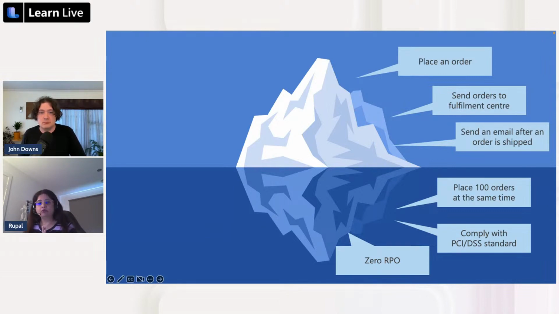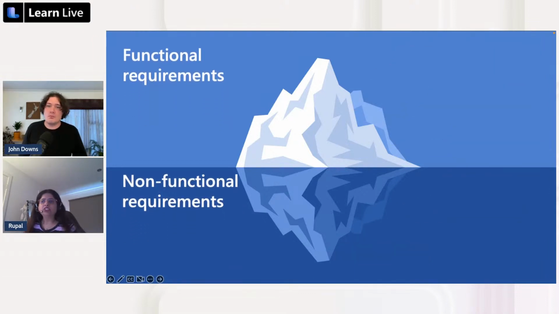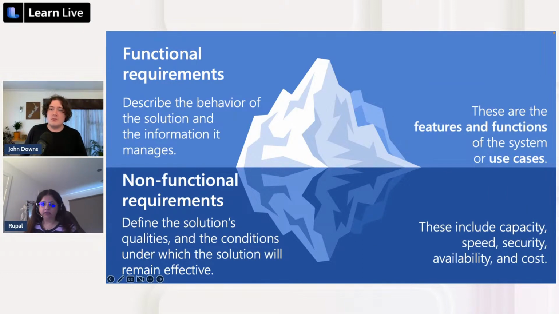So we separate out these different categories of requirements into functional and non-functional requirements. Most people understand functional requirements well. They're used to talking about the features and the functions of the system, its use cases, user stories, and so forth. And functional requirements describe the behavior of the system and the solution and the information it manages. John, the requirements you mentioned are all very good examples of functional requirements.